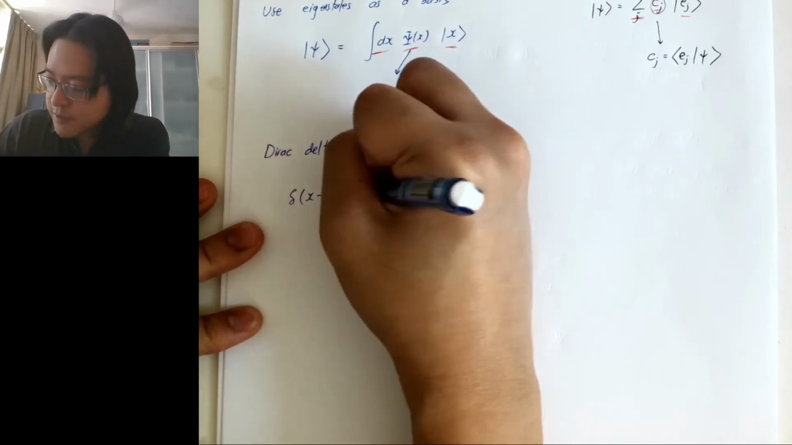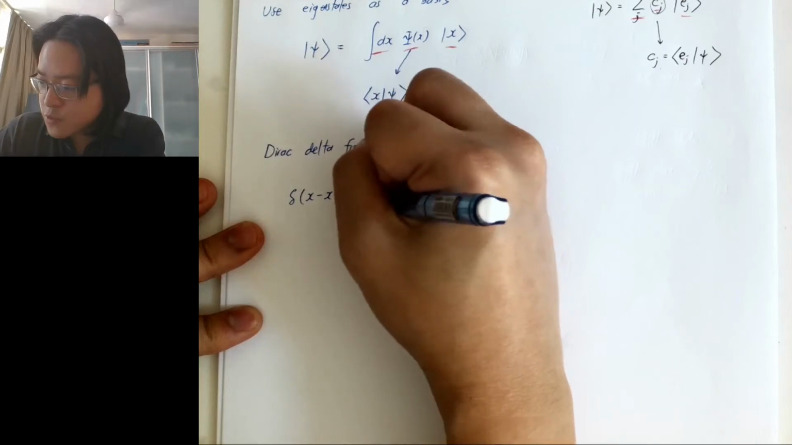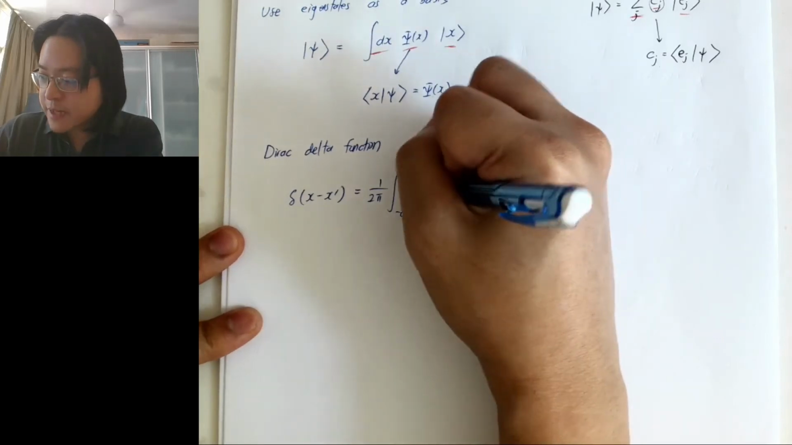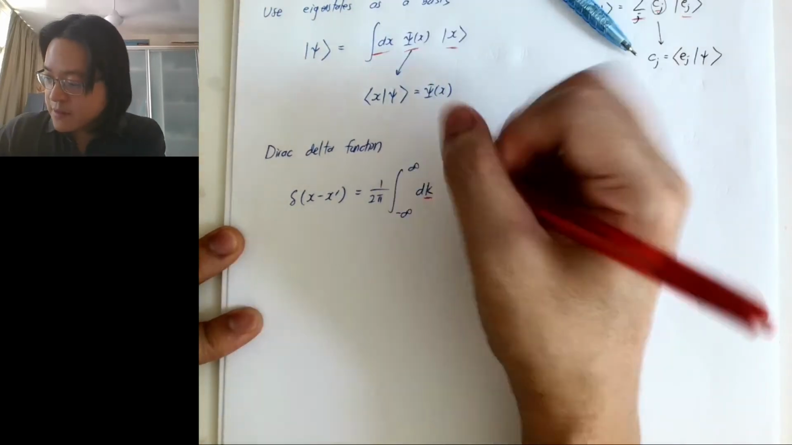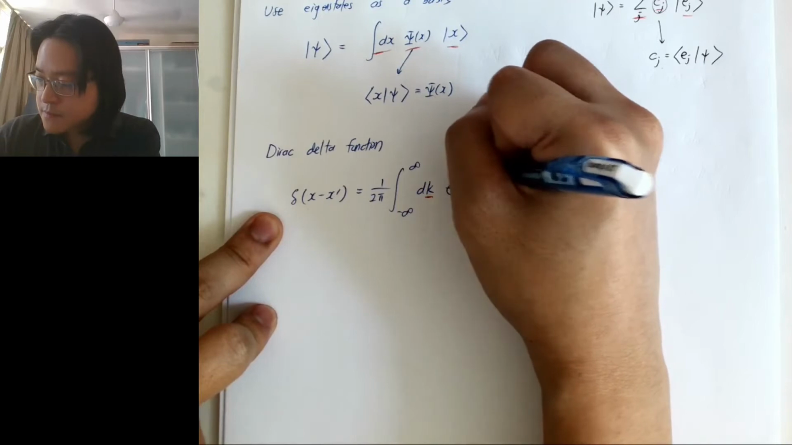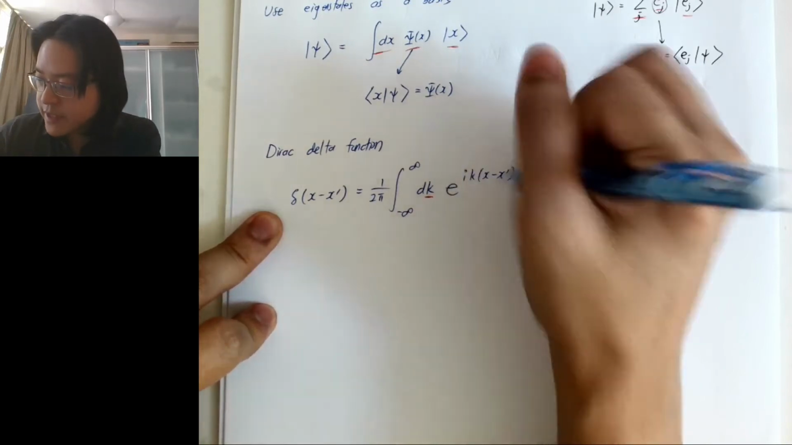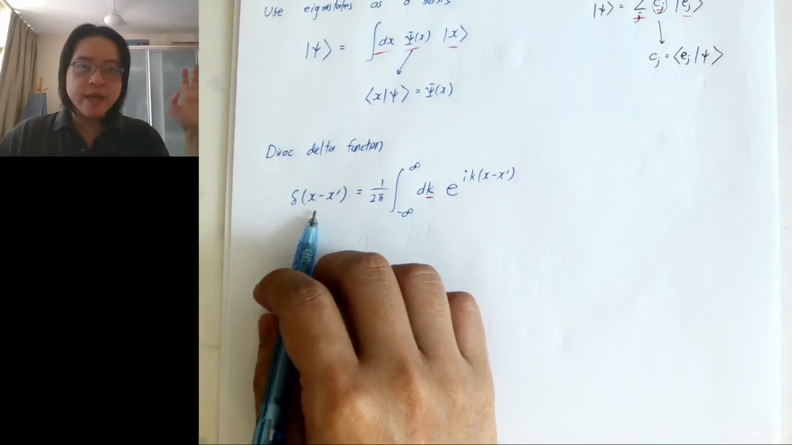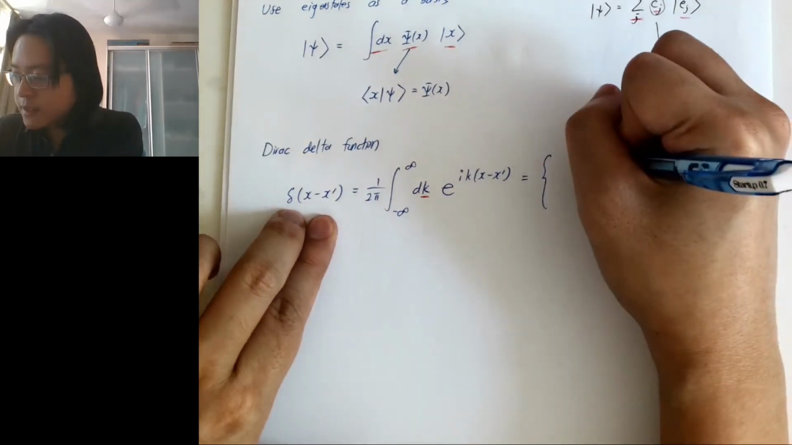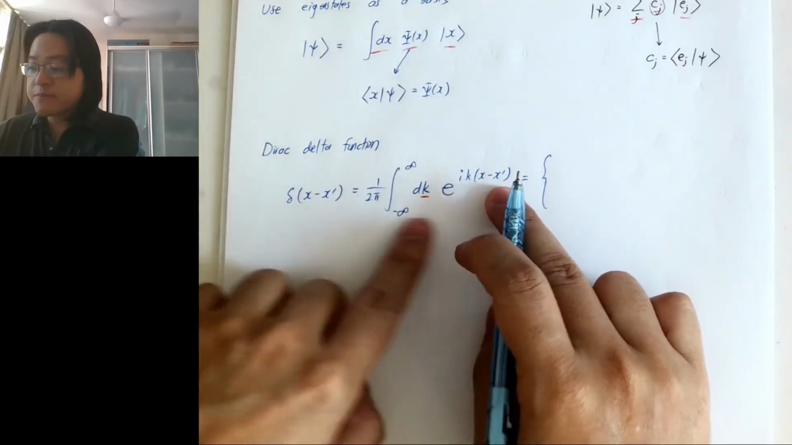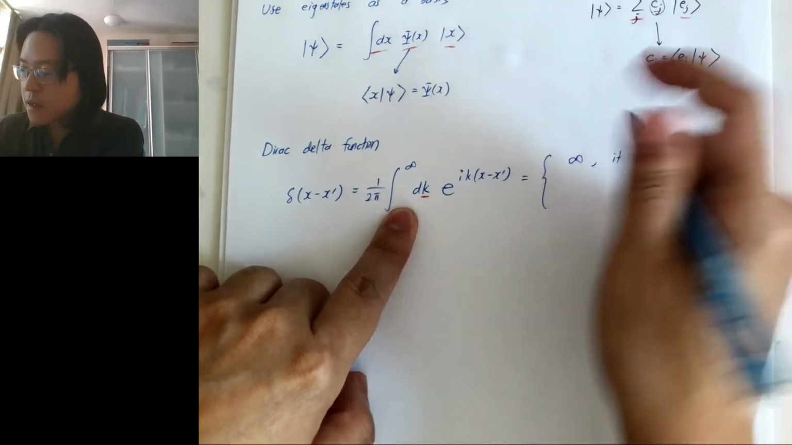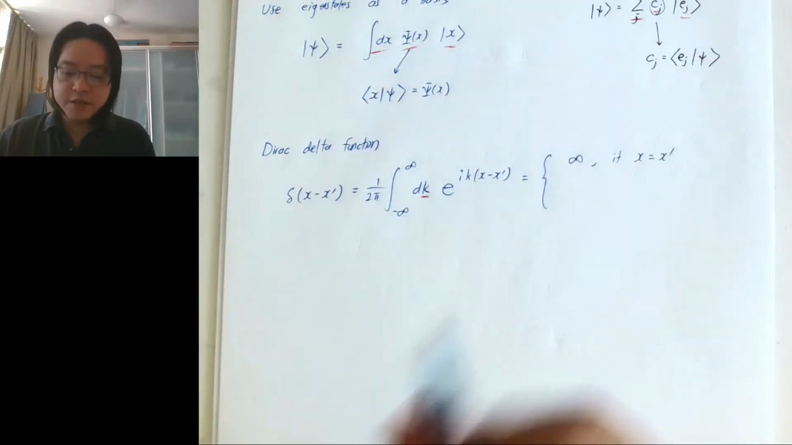The Dirac delta function is defined to be 1 over 2 pi times the integral from minus infinity to infinity, integrated with respect to k. It's supposed to be k, because after you integrate, the result depends on x and x prime. After you integrate over the k variable, the final result shouldn't depend on k anymore. It should only depend on x and x prime, but in a funny way, right? If x is equal to x prime, then if you integrate this, you just get an infinity. But if these are not equal, then if you do the integration, you will get 0.